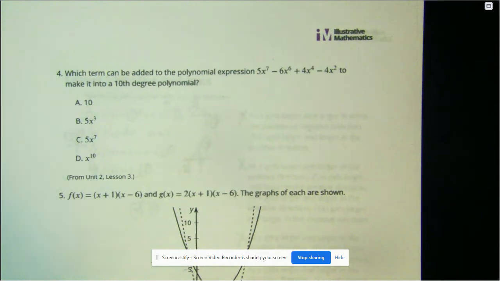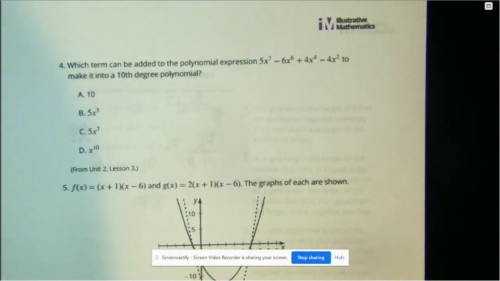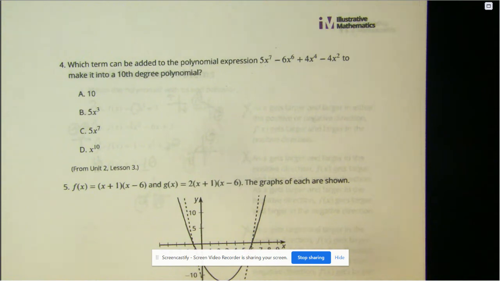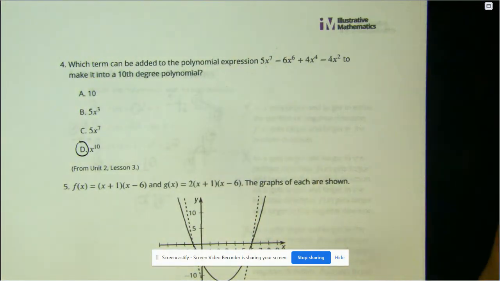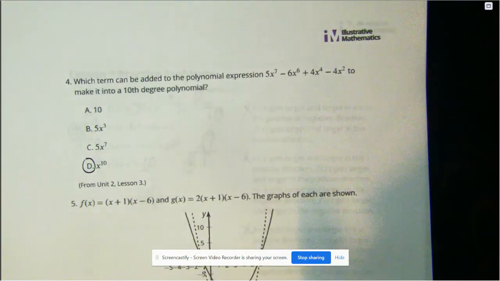Number 4. Which term can be added to the polynomial expression 5x to the 7th minus 6x to the 6th plus 4x to the 4th minus 4x squared to make it a 10th degree? Okay, don't get confused. The degree is the term with the highest power. You cannot add any of those anyways. They're not like terms. So the only thing that would make this a 10th degree is if there was an x to the 10th in it. So this is the only thing that I could add to that. I could put it anywhere I want, but you'd have to have an x to the 10th.